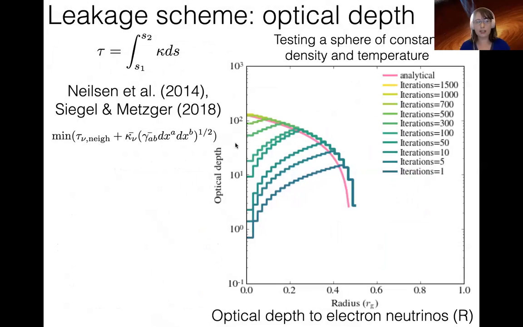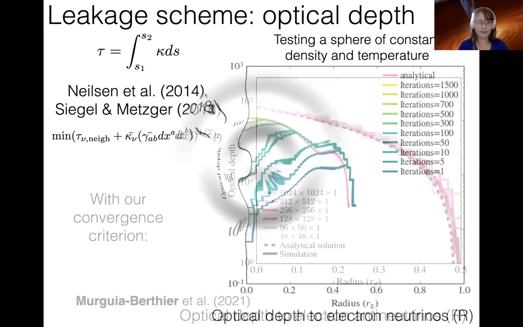So this is showing the optical depth as a function of radius for this sphere. This right here is the analytical estimate. And these are some estimates from our simulations using different iterations. If we use one iteration, we actually get a pretty bad result because we only tell the neutrino to go to one neighbor. But if we do more and more iterations, we're basically telling the neutrino what to do. And we actually get a really nice reproduction of the analytical result.